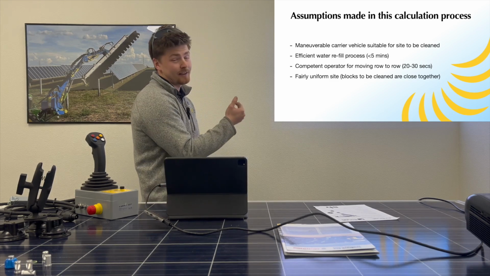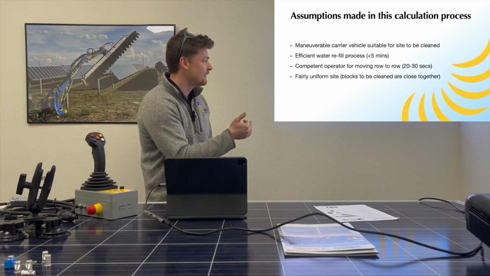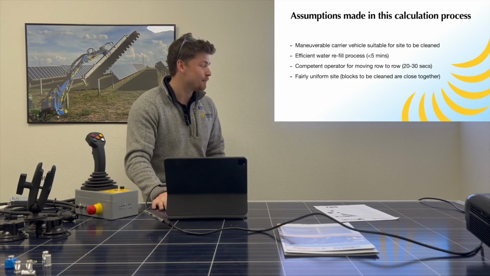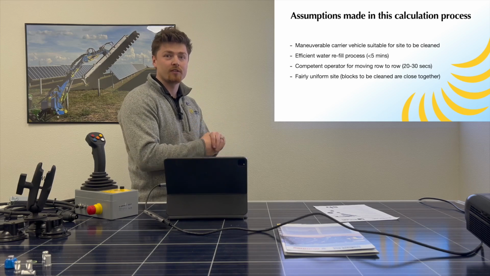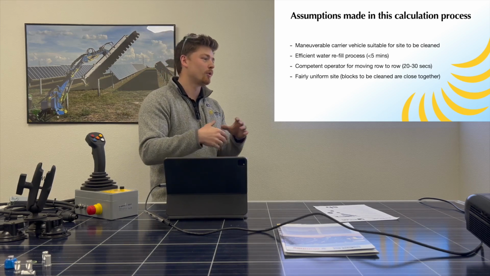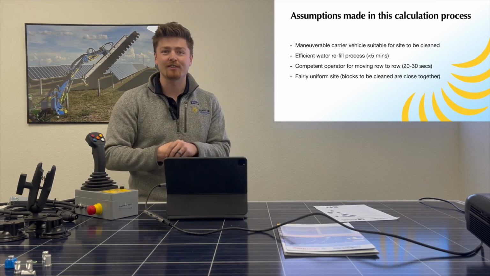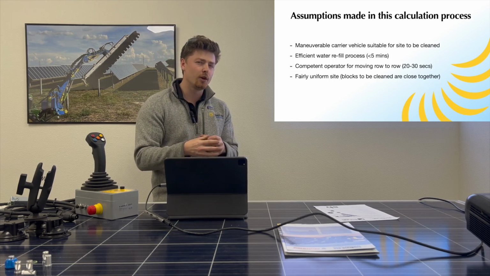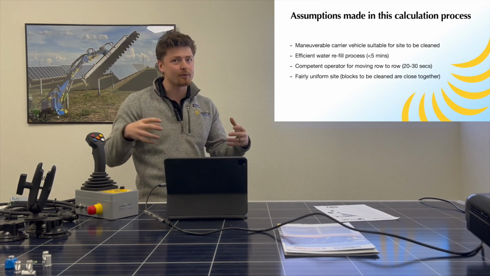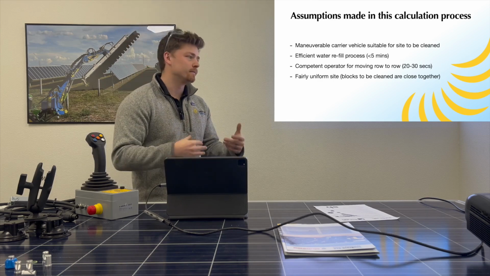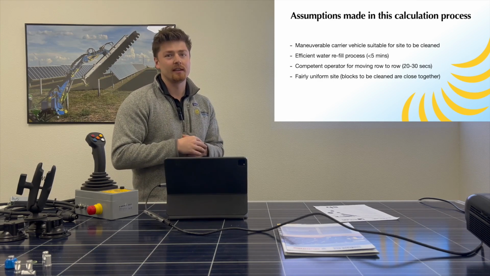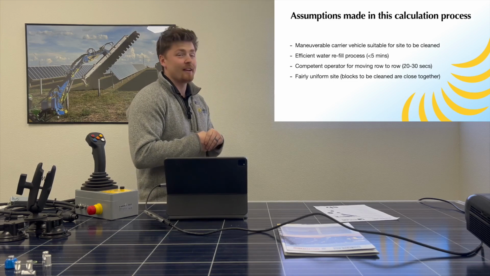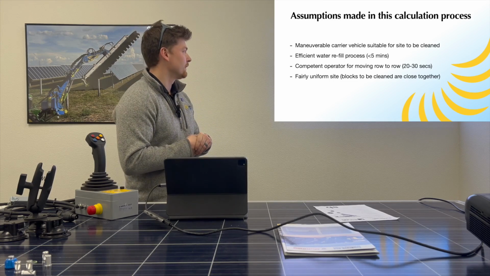And the next one is actually important: a fairly uniform site. So the blocks that you're cleaning are close together. We've seen some sites in the past where you clean a portion of the site, and then you've got a quarter of a mile, half a mile drive to get to the next section. That can also really hamper cleaning speeds, especially if you've got a small number of panels that are spread out. You may not quite reach targets if that's the case.